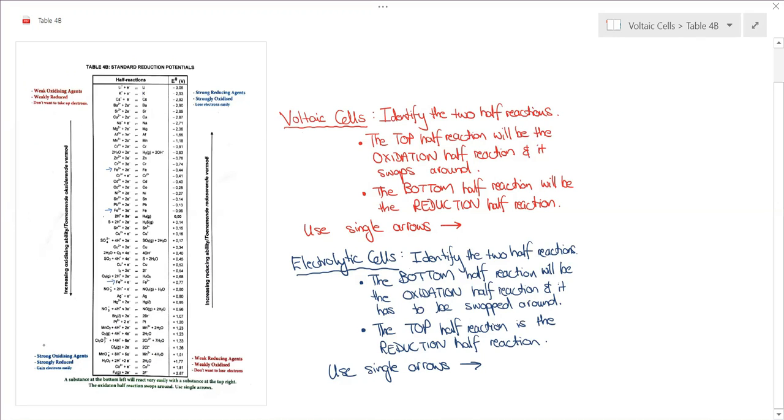On the left-hand side, the arrow is coming down, indicating the strength of the oxidizing agents. So your very strong oxidizing agents are down here. They are easily reduced and like to take up electrons. Your weak oxidizing agents are up here, as I've indicated on the table. They are weakly reduced. They do not want to take up electrons. So now I'm going to go across to our question that we're going to do.